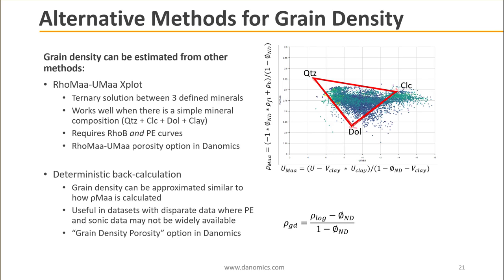You can also do a kind of a poor man's grain density where you back calculate it from a rho matrix apparent, using a cross plot porosity. Now this, it's a bit incestuous, but it can be useful, especially if you don't have much control on the mineralogy, or if you've got some very sparse data sets. And this is called the grain density porosity in Danomics.